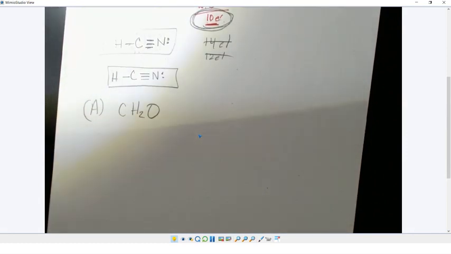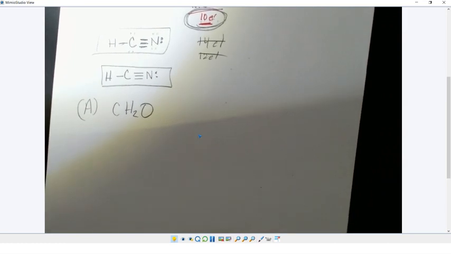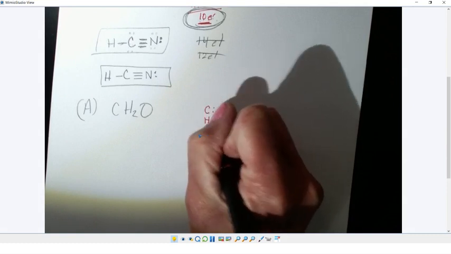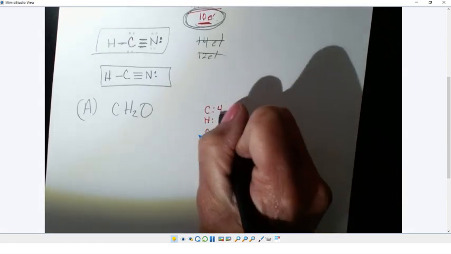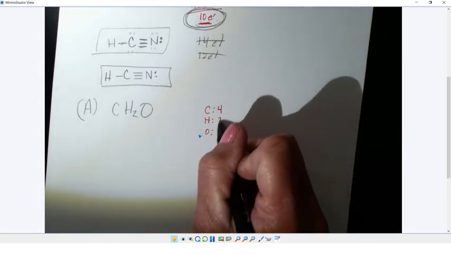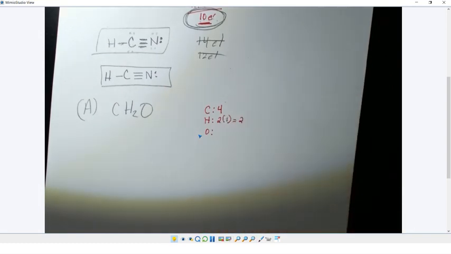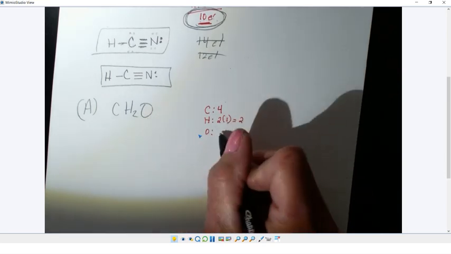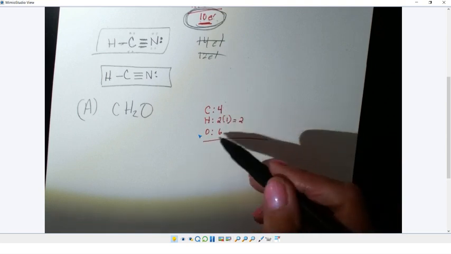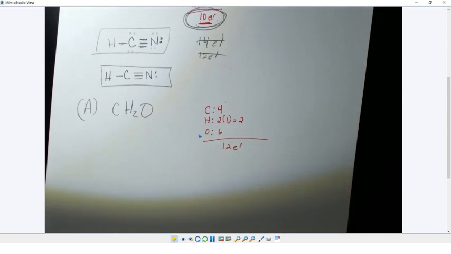Okay, so the first thing we are going to do is we are going to add up the total number of valence electrons in this structure. So I'm going to start with, I'm going to just list all of my atoms. Carbon has 4 valence electrons. See how I have 2 hydrogen atoms? I have to count for both. So I have 2 hydrogen atoms, each with 1 valence electron. So together there's 2 valence electrons. Oxygen has 6 valence electrons. So I'm going to add them all up. I've got 4, 6 is 10. So this time I have to count for 12 valence electrons.